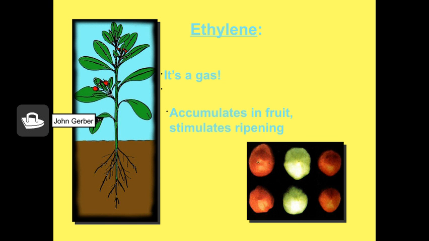Ethylene is a gas that stimulates ripening. For those of you who have heard about the trick of putting cut apples or apple peels in a brown bag with bananas to encourage the bananas to ripen faster, the reason this works is because the apples are producing ethylene.